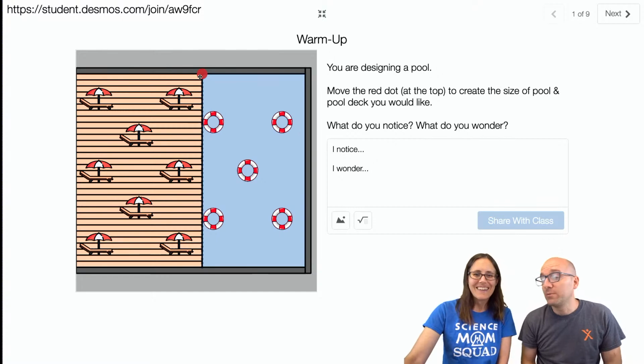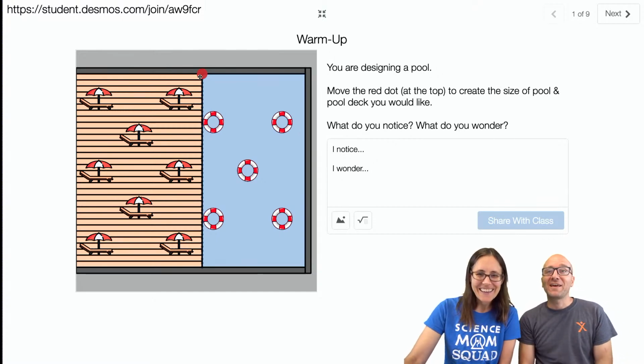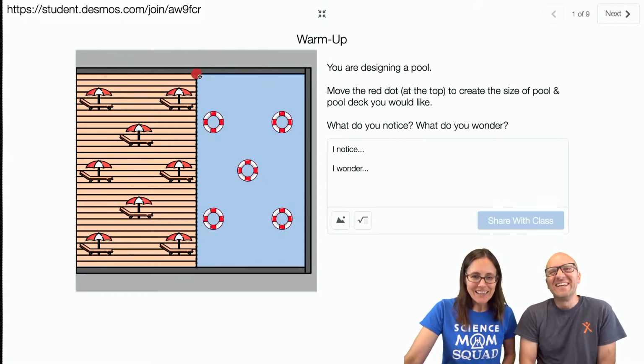Eli likes the pool more than the deck and wonders if Math Dad will sing the song. Not right now, Math Dad.